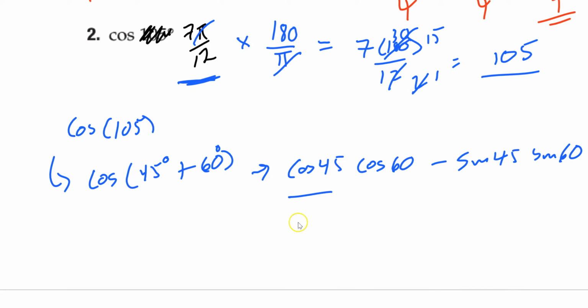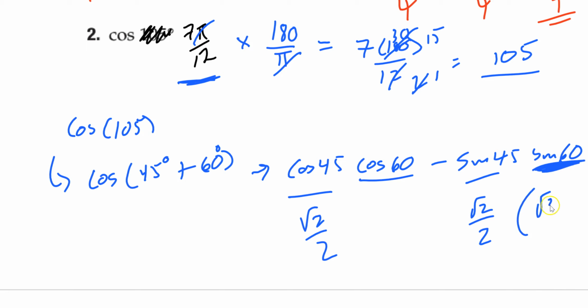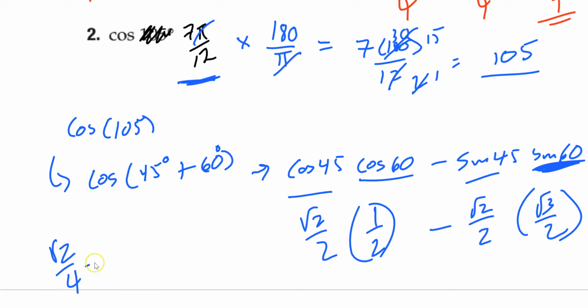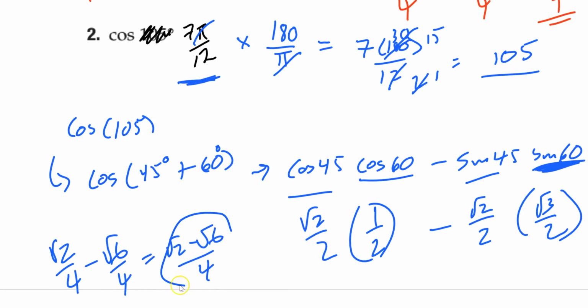We're pro now. Cosine 45 is rad 2 over 2. Sine 45 is the same thing. Cosine 60, think about it. Let's actually start with sine first. Sine's way easier. What's sine 60? Rad 3 over 2. Cosine 60? 1 over 2. If you're not sure, draw your table or make your triangle. And then you get rad 2 over 4 minus rad 6 over 4. Also known as rad 2 minus rad 6 over 4.